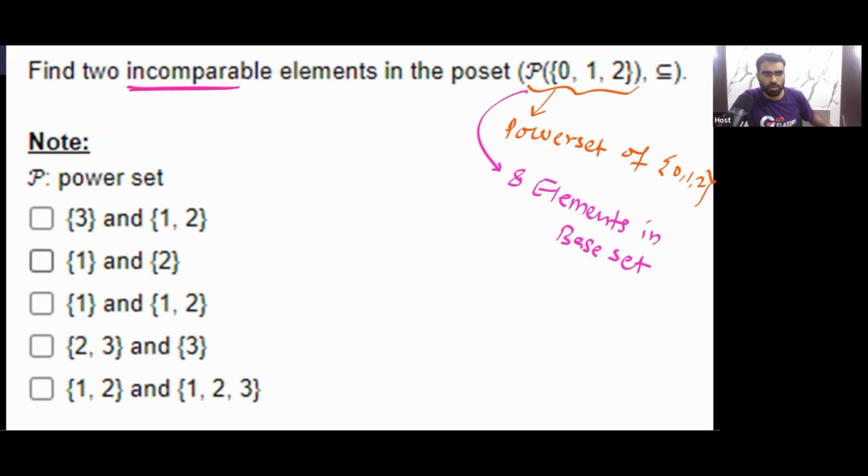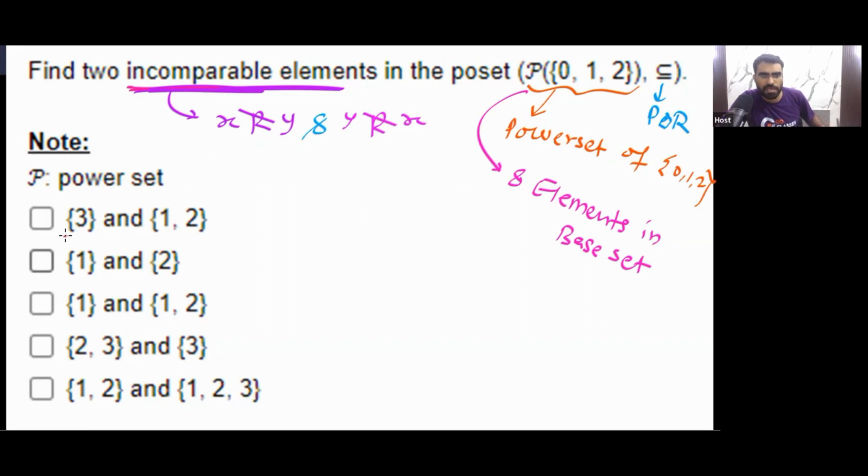Okay, and your relation is subset. This is a partial order relation, you already know. Now you tell me which elements are incomparable. Incomparable means, when can I say two elements are incomparable? Incomparable means x is not related to y and y is not related to x. This is the definition of incomparable.